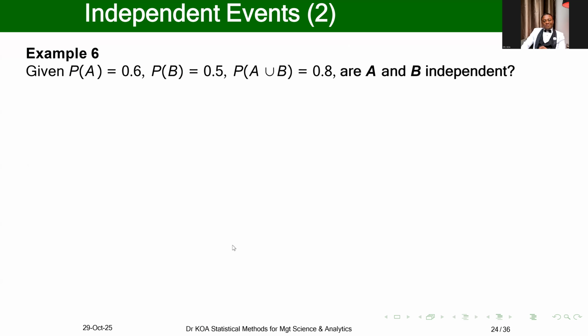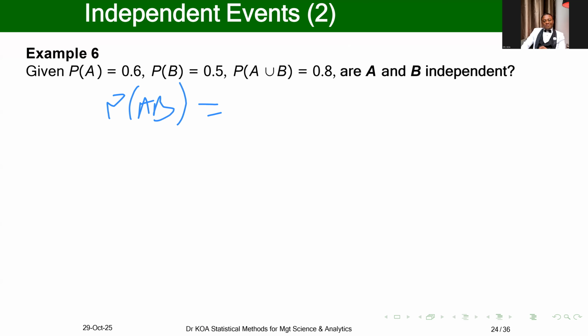Well, the only way you can, because you have been given the union, you have to use the union principle. Okay? You have to use the union principle. So if you're going to use the union principle, then you have to find the probability of AB, isn't it? Yes. What is the probability of AB? Okay, so AB, if they are independent, will be 0.3.